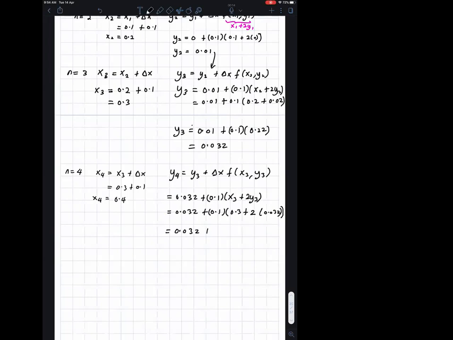0.032 plus 0.1 times, okay, how much is this? 0.032 times 2 is 0.064, plus 0.3 is 0.364. 0.1 times 0.364 finally gives you how much? 0.0364, sir. Okay.